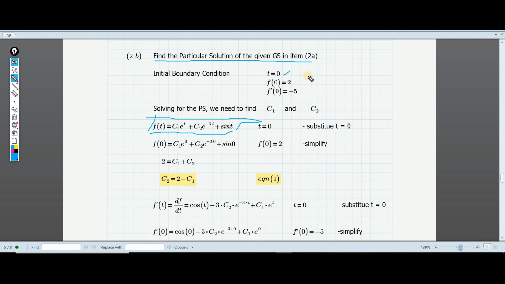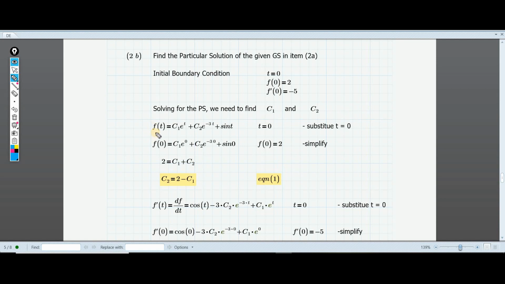Okay, and then we have our boundary conditions. Sabi niya, the value of t is equal to 0. F of 0 is equal to 2. F prime of 0 is negative 5. Okay. So, in solving the particular solution, we need to find the value for our arbitrary constants. So, dalawa yung arbitrary constant natin. Kasi nga, second derivative siya. So, second order. Kung ano yung order mo, yun din yung number ng iyong arbitrary constant. So, hanapin natin si C sub 1, hanapin natin si C sub 2.